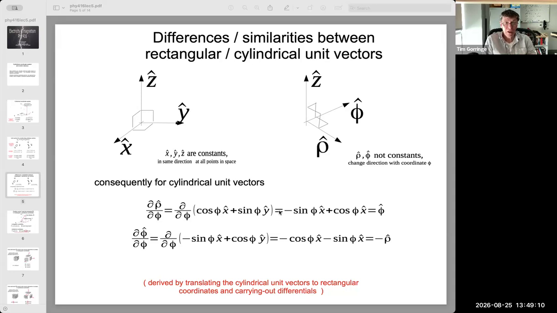To quantify that, I'm just going to determine the derivative of the rho unit vector with respect to phi. That measures the change as you change phi, and the derivative of the phi unit vector with respect to phi. That again will measure the rate of change of the phi unit vector as you walk around the z-axis, as you change your phi coordinate. And so this slide is just to present that. I want to start without saying how I computed it by just giving you the bottom line.